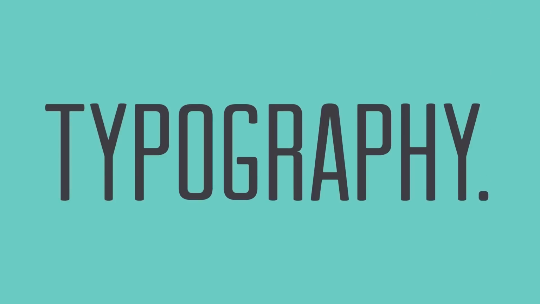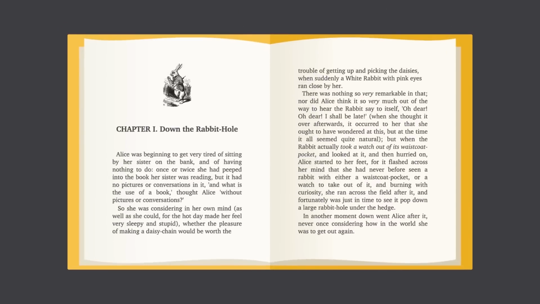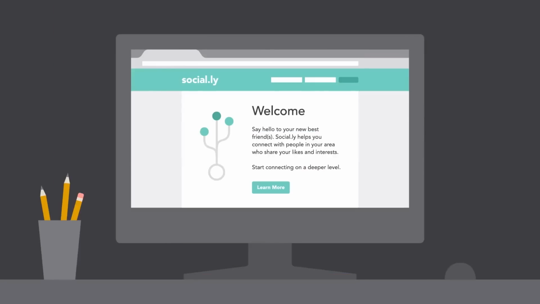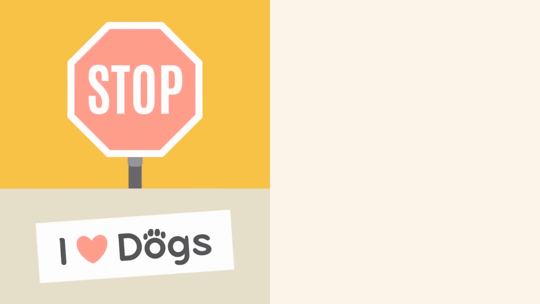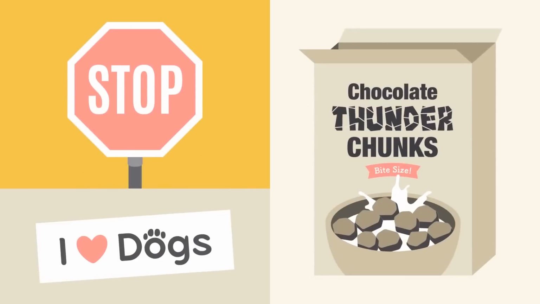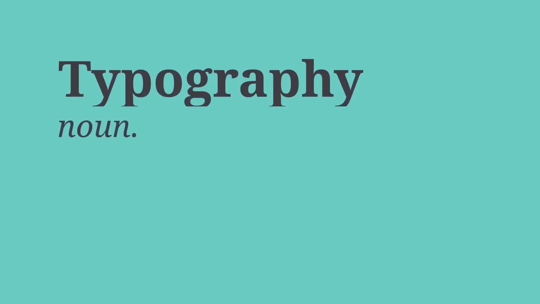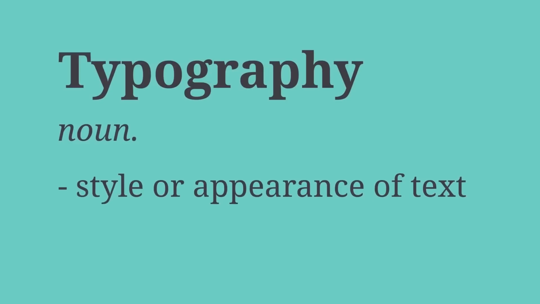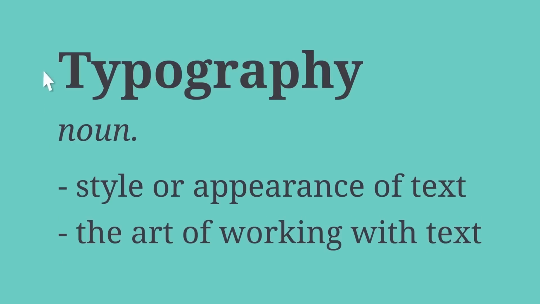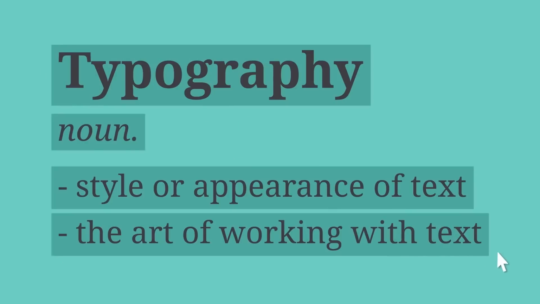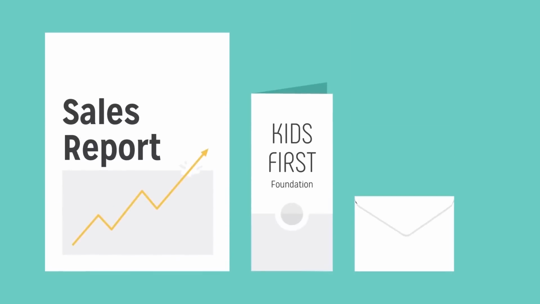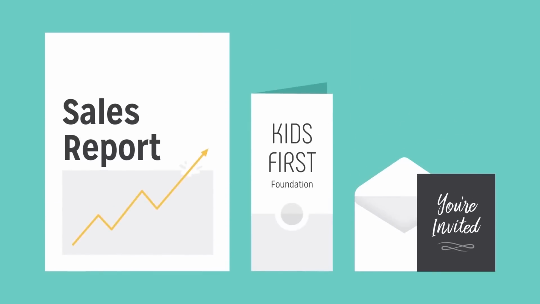Typography. It's everywhere we look. In the books we read, on the websites we visit, even in everyday life, on street signs, bumper stickers, and product packaging. Simply put, typography is the style or appearance of text. It can also refer to the art of working with text, something you probably do all the time if you create documents or other projects for work, school, or yourself.